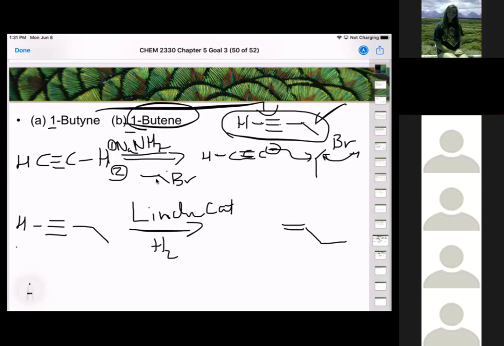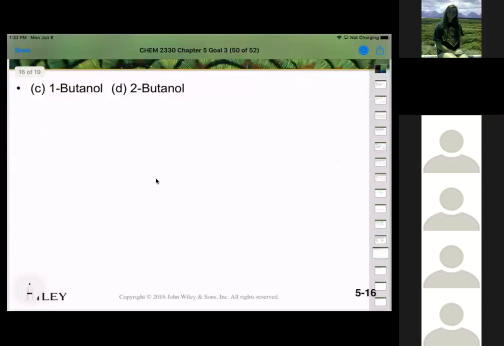Now that we've made that product, we can go to the next one. Now that we have the 1-butene right here, let's make 2-butanol and 1-butanol. We have an alkene, so we just need to add water across that bond. If we took this and added water and an acid catalyst, H2SO4, which of these two products would we make? Would we make the 1-butanol or the 2-butanol?